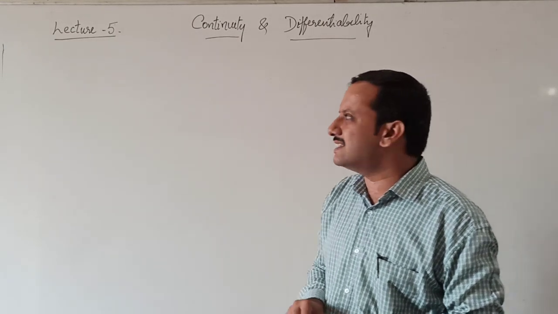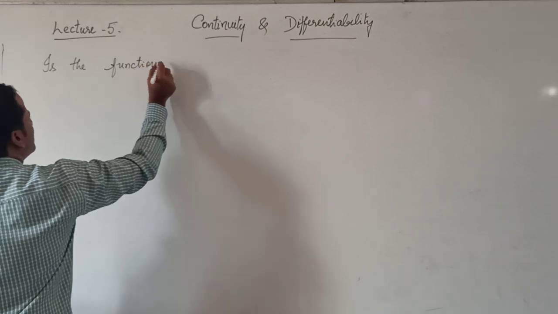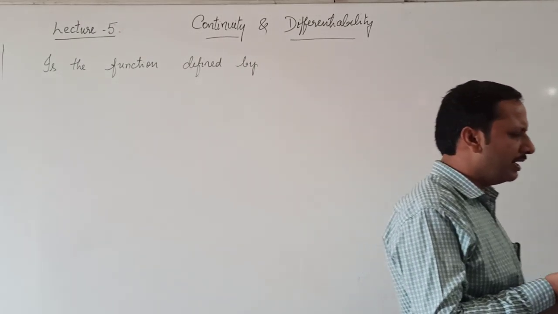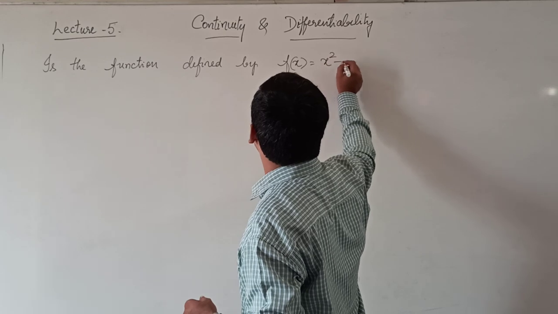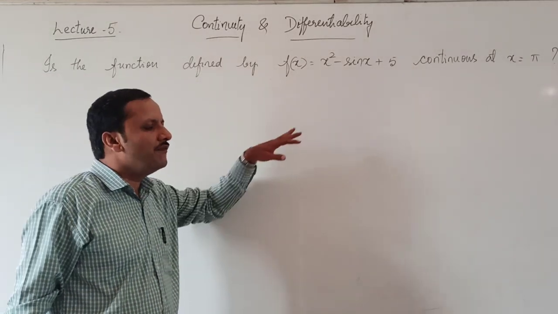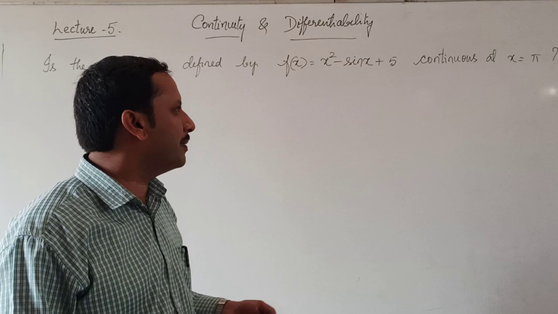The next question: the function defined by f of x is equal to x square minus sin x plus 5. Is f of x continuous at x equal to pi? Okay. So the question is, they have given this function f of x equal to x square minus sin x plus 5. We have to check whether it is continuous or not at x equal to pi. That is what they are asking.